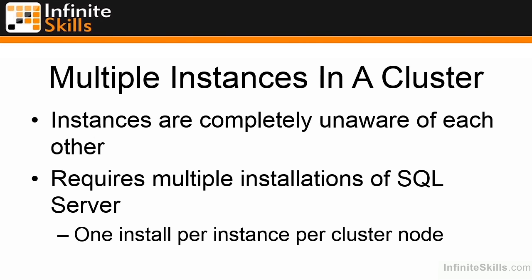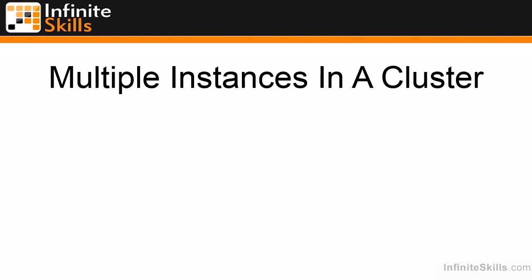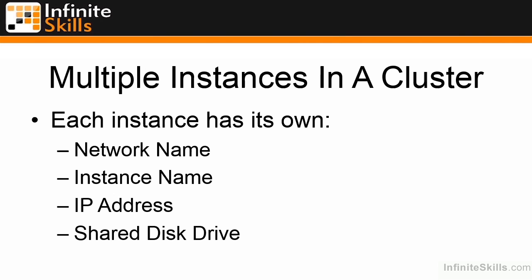When installing multiple instances of SQL Server on a single cluster, keep in mind that each instance is going to have its own network name, its own instance name, its own IP address, and its own shared disk drive. Assume that you're using SAN drives. The reason each instance has to have its own network name is because there's no guarantee that multiple instances are going to be running on the same physical host.